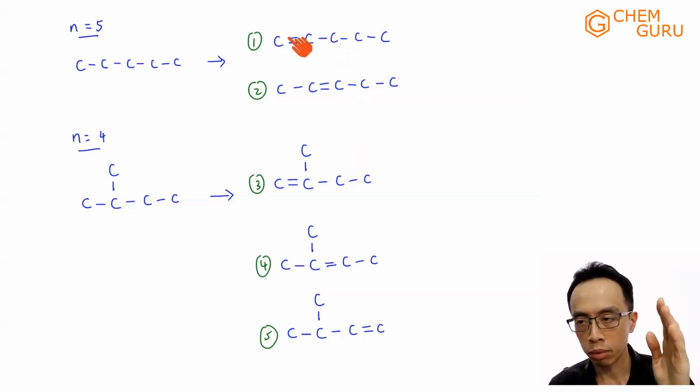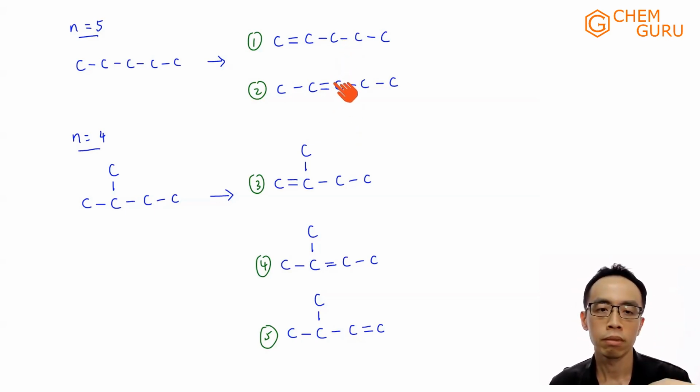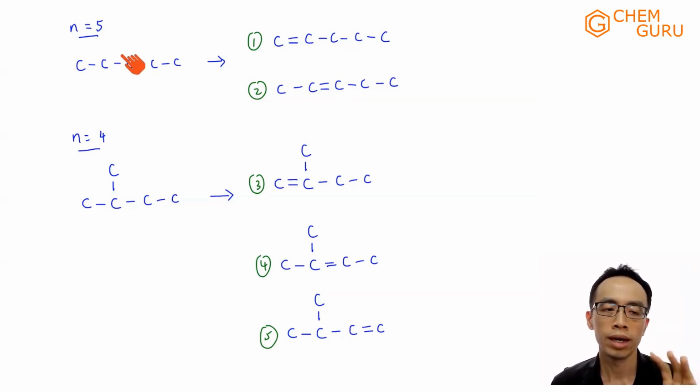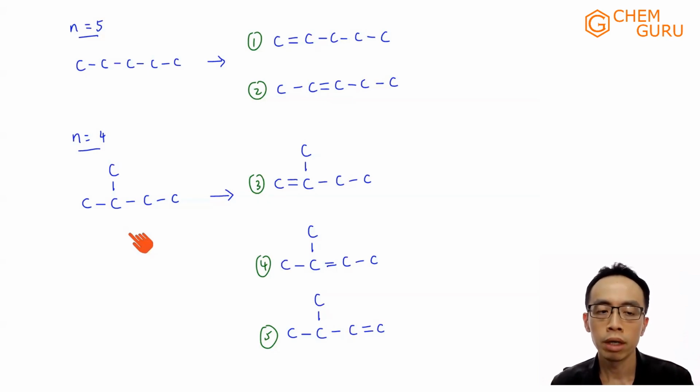I can draw a double bond between carbons number 1 and 2, or a double bond between carbons number 2 and 3. I'll have two isomers for the n equals 5 carbon chain. Next, I will try to draw n equals 4. Systematic, start from the longest carbon chain, and then we slowly reduce by 1. The permutation is very systematic. You don't randomly draw the isomers because later we will have difficulty trying to figure out whether we have exhausted all possibilities.